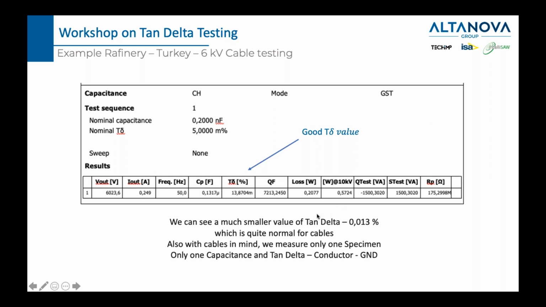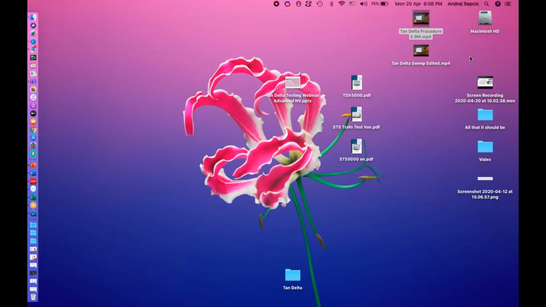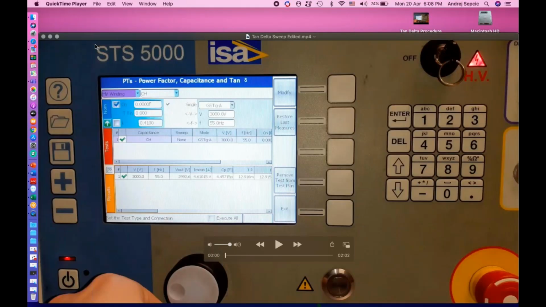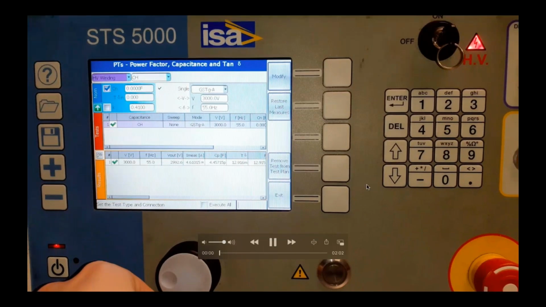Okay, let's move on. Now, in our next step, we would like to show you a voltage sweep, how it's configured in the firmware, which will be another video. So let me show you that video. How will you configure a tan delta sweep? Once again, I'm going to mute my mic and you enjoy the process.